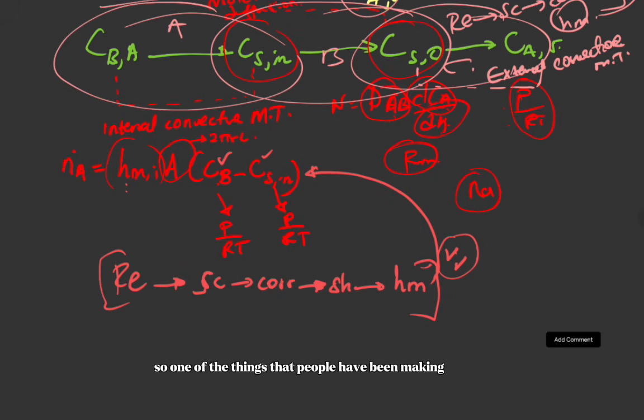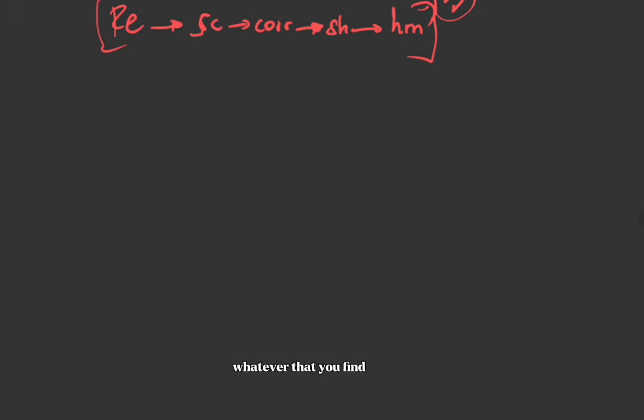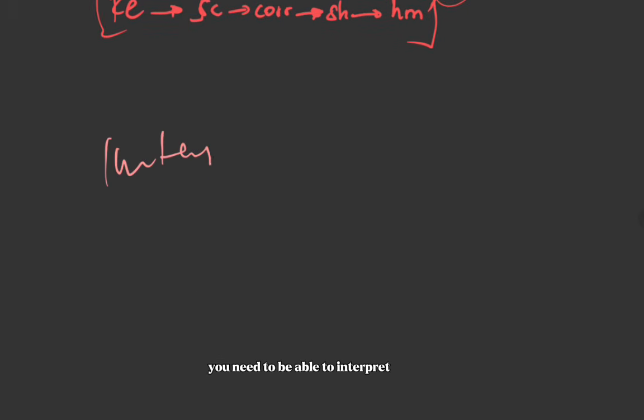So one of the things that people have been making real mistakes at is, people just focus more on the mathematical side of the solving of a problem, and then they forget what it means. Whatever that you find, you need to be able to interpret. You need to be able to tell us what it means, and don't just write one line. Be convincing, right? If you want to be creative, but be convincing, right?